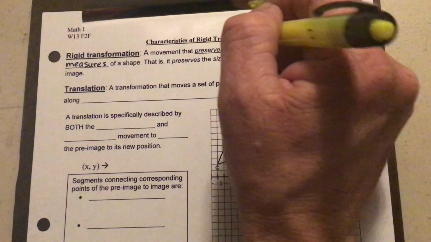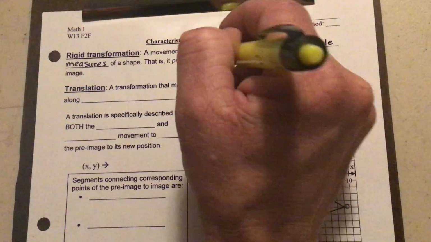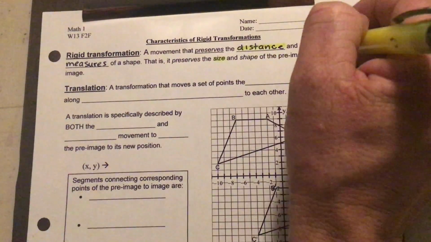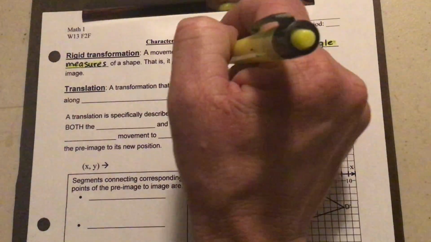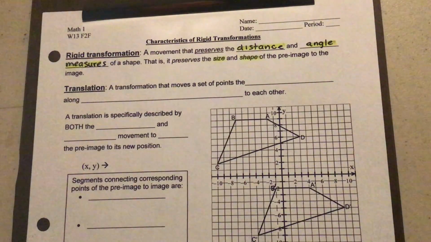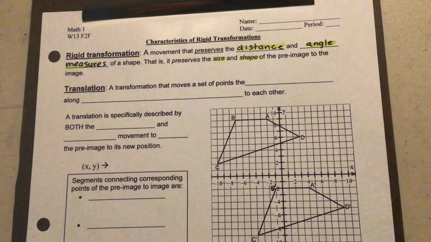And in doing so, it's also going to preserve the size and the shape. And that's because the distance between points is what's going to create the size, and the angle measure, being the same, is going to keep the shape. Now, the first of the rigid transformations that we're going to look at is translations.